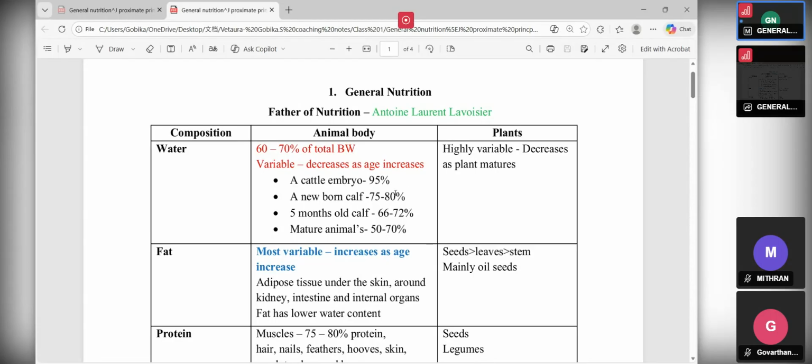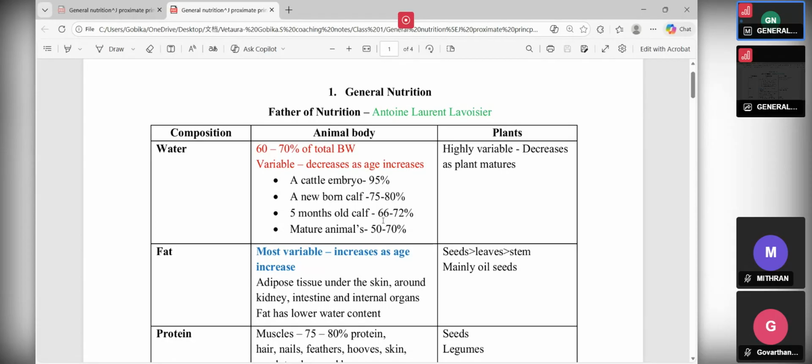In embryo, it is around 95%. In a newborn calf, 75 to 80. In a 5-month-old calf, 66 to 72. In a mature animal, it is on average 50 to 70%. Similar to the animal body, in plants also the water content is highly variable. It also decreases as the plant matures, similar to animal body water composition.